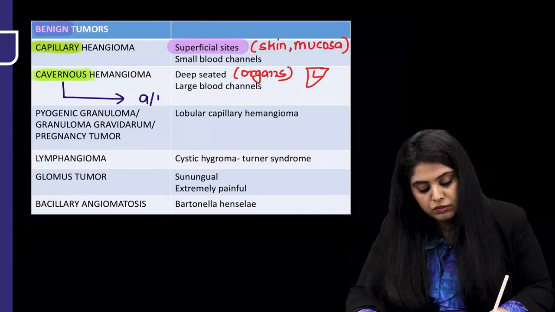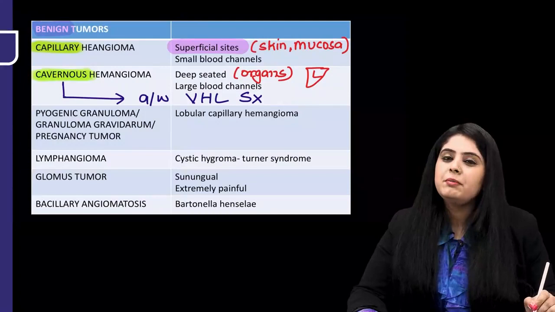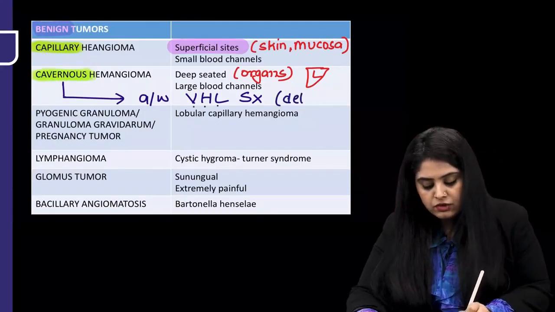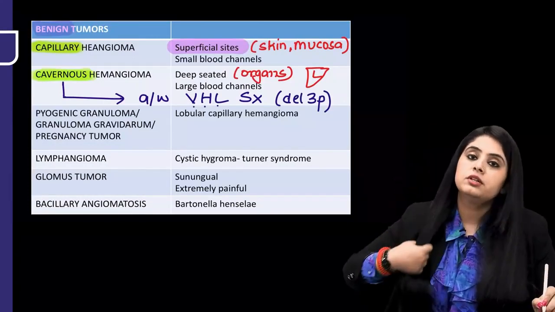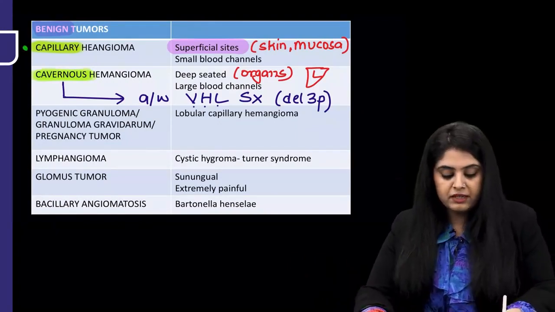Cavernous hemangioma is associated with VHL syndrome, von Hippel-Lindau syndrome. Do you remember the chromosome I have taught you? 1, 2, 3. Deletion 3p. VHL, 3 alphabets, the third chromosome is going to be deleted. Sorted with everyone. So one is capillary, one is cavernous.